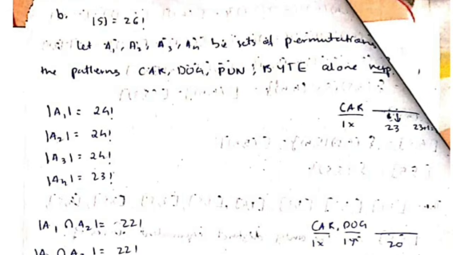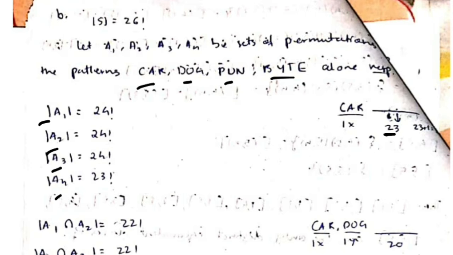Okay, so firstly we will be writing what is S0. S0 means how many total number of permutations are possible. Since there are 26 letters, the total number of permutations are 26 factorial. Next, for each of these patterns we will form a set, which is A1, A2, A3 and A4. Now see for car here, if we remove 3 letters from 26, we will be remaining with 23 letters.